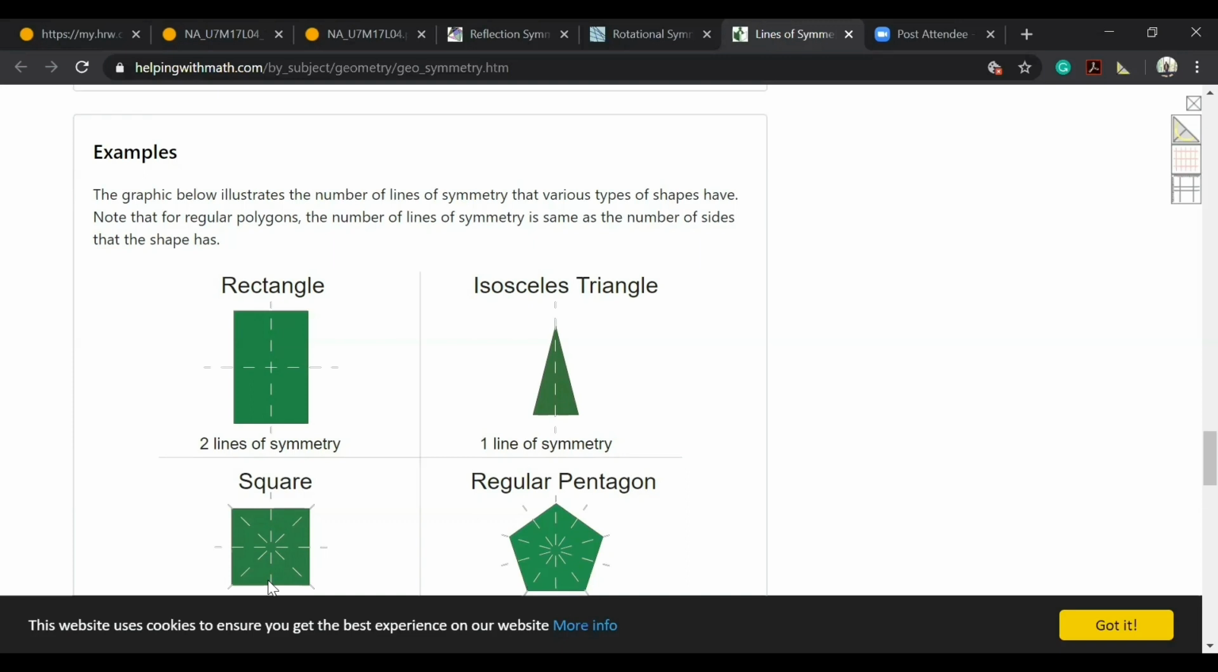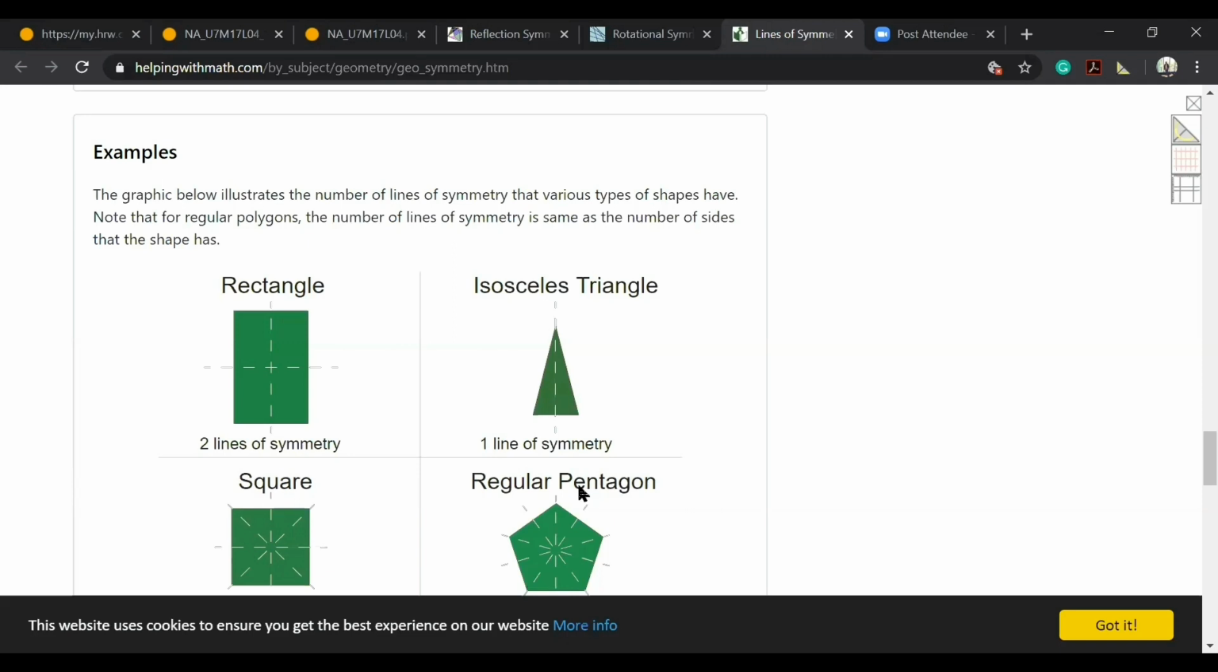I can give you an important note. For most figures, if all the sides of the figure are the same, then you will have the number of lines of symmetry equal to the number of sides. What do I mean? In a square, all sides are equal, right? How many sides do you have? Four. So how many lines of symmetry do you have? Four.